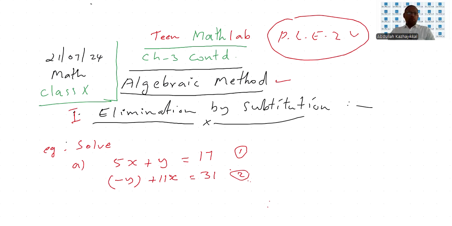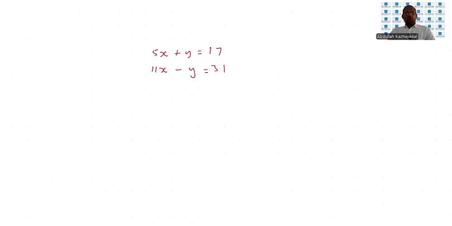You can see the next page. Look here, second page. I arrange this one, x and y: exactly 5x and 11x, and down, place y. Here y and minus y. So it's the same equation. Can I write this is equation 1 and this is equation 2? Okay, now how can we solve this one?